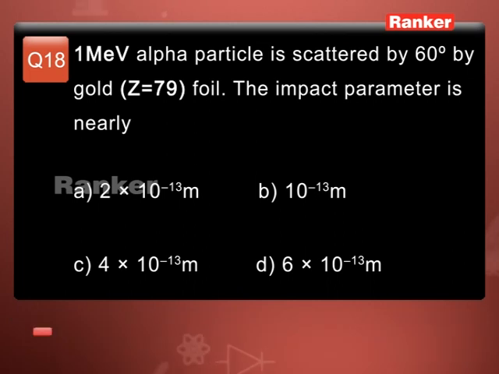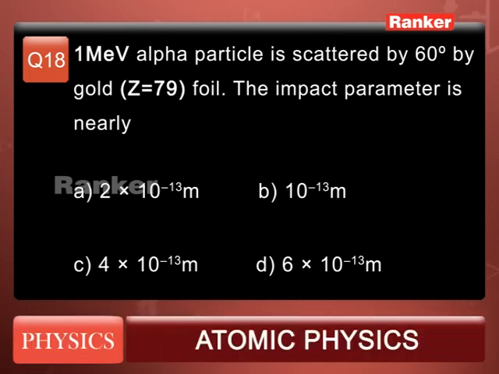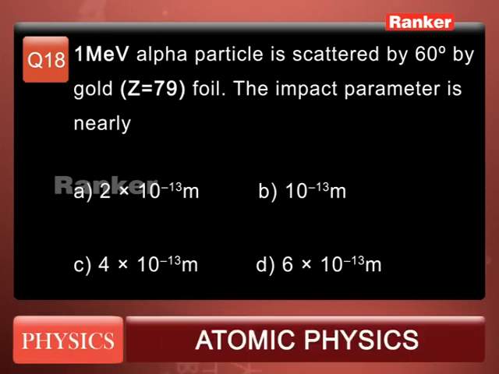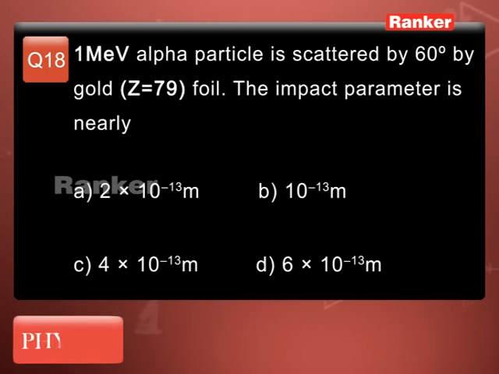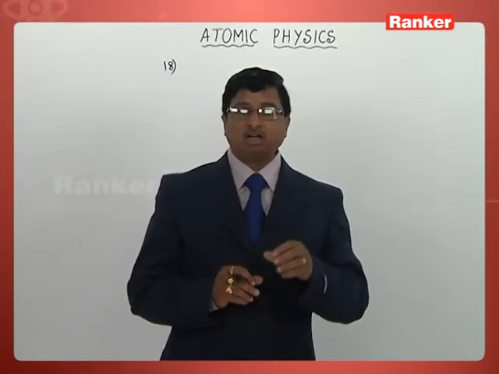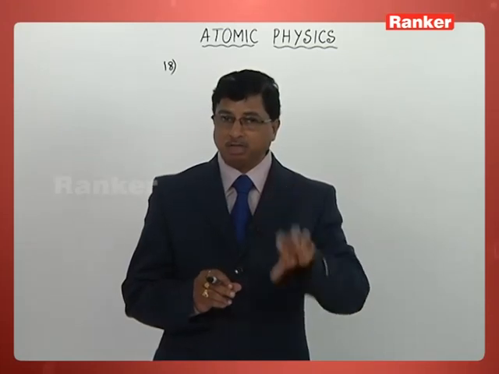First option is given 2 into 10 power minus 13 meter. Second option is given 10 power minus 13 meter. And third option is given 4 into 10 power minus 13 meter. And fourth option is given 6 into 10 to the power minus 13 meter. So here he is asking you to calculate what is impact parameter.